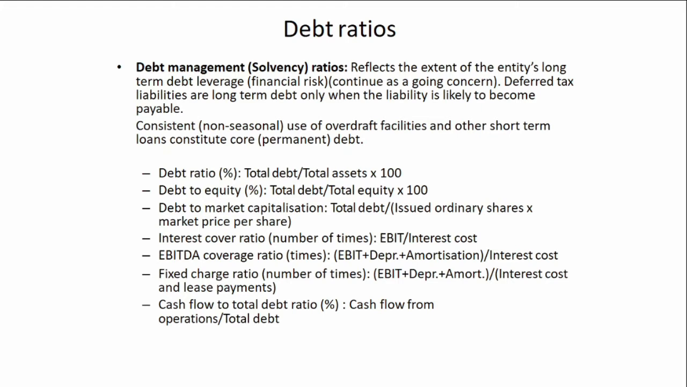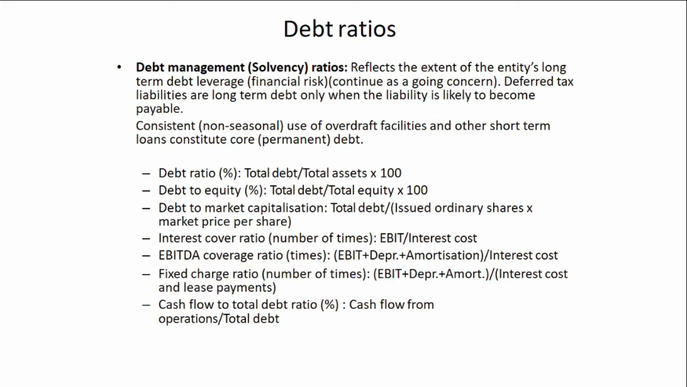Then we also have a fixed charge ratio. This ratio is calculated by taking your EBITDA, which is your earnings before interest and tax, depreciation, and amortization, divided by your interest costs and lease payments. As the way we account for leases is changing due to IFRS 16, which comes into effect on the 1st of January 2019, all leases are going to be treated as finance leases, which means that there won't be lease payments anymore. So this ratio may not be calculated too much going forward.